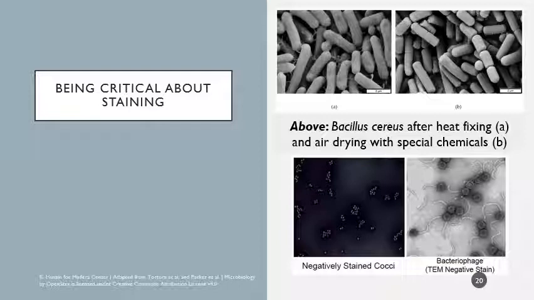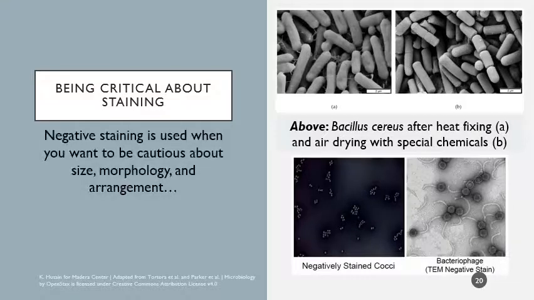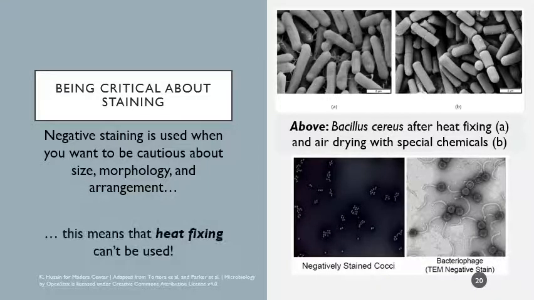As we're going through differential staining protocols, it's important when you're heat fixing to be cautious about that, to recognize that sometimes the staining is going to be limited based on how badly damaging heat fixing is for the sample. So when we do different types of simple staining and unique staining like negative staining, that's used when we want to be cautious about size, morphology, and arrangement. And that means that heat fixing cannot be used.